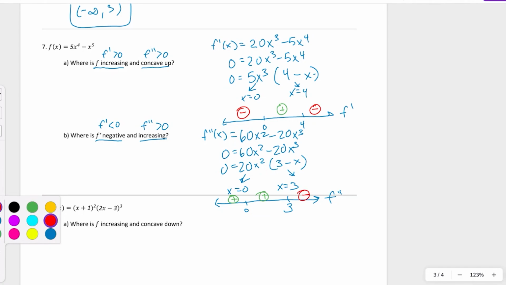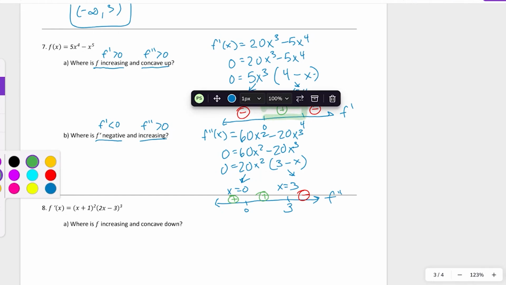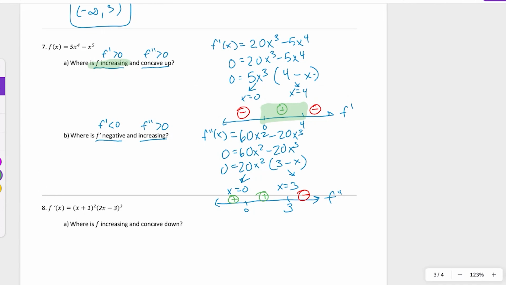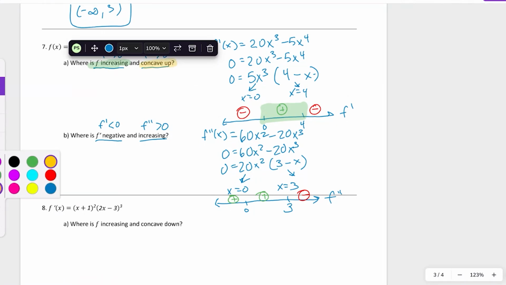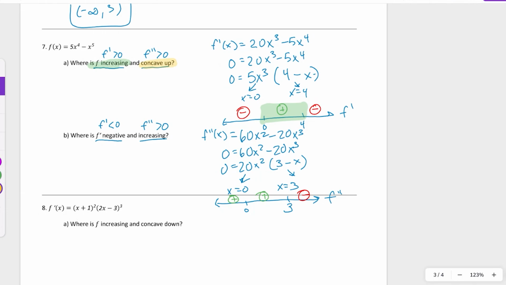Okay, so to answer A, we're looking for the interval where f prime is positive. So we can see that that is in between 0 and 4. And concave up. That's where the second derivative is positive, and that's going to be in this interval. So the interval where both of these are true is going to be in between 0 and 3.